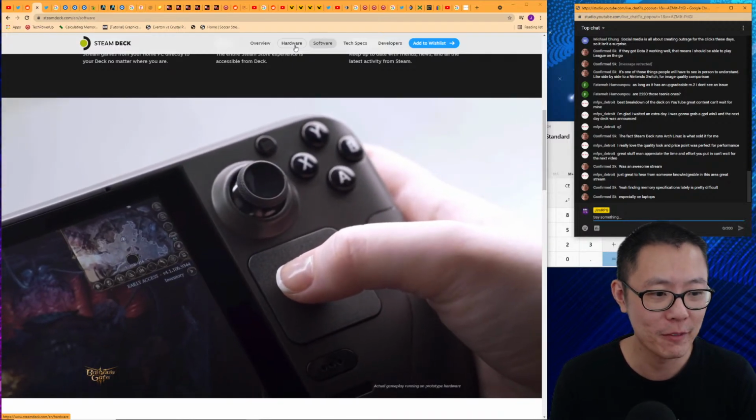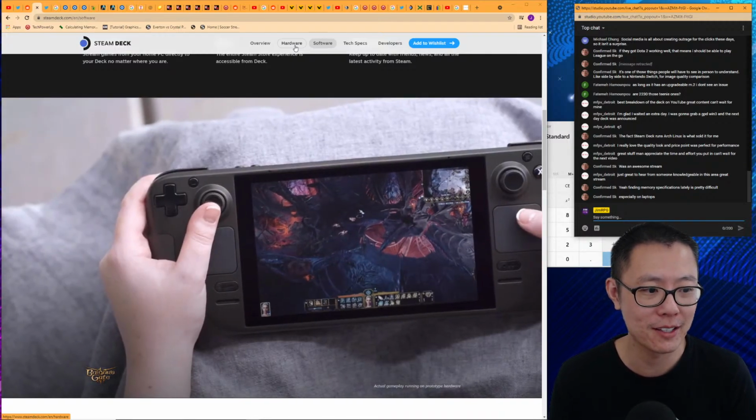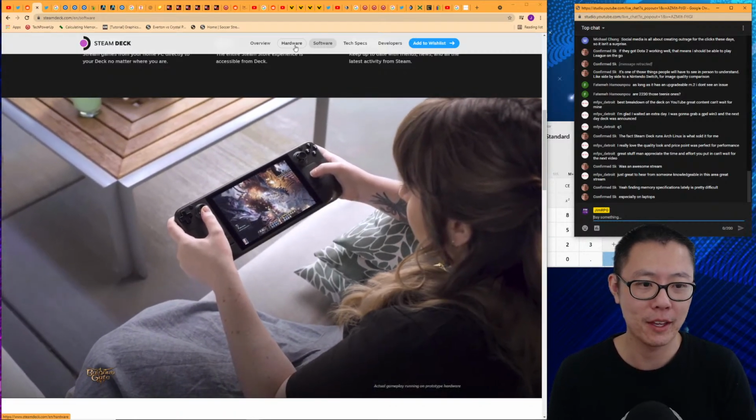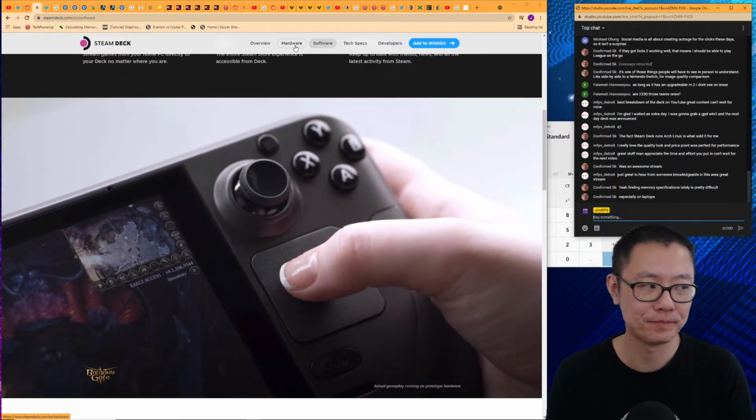Okay. Confirmed SK says, finding memory specifications lately is pretty difficult, especially on laptops. Yeah, exactly. I felt the same thing. And we talked about it in the Discord as well.